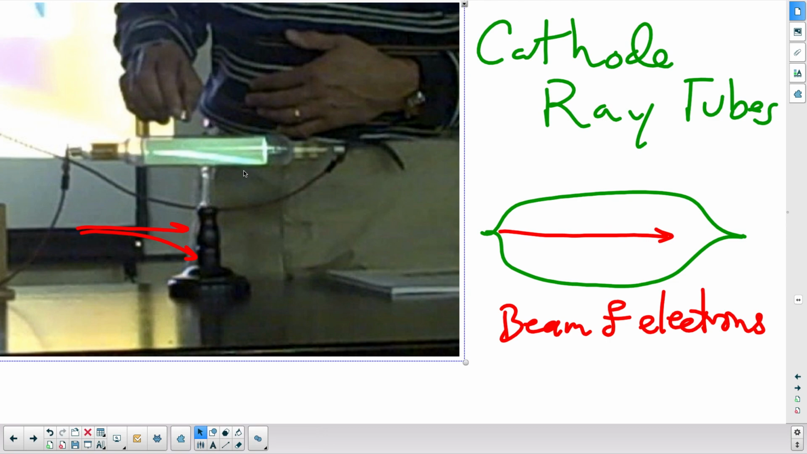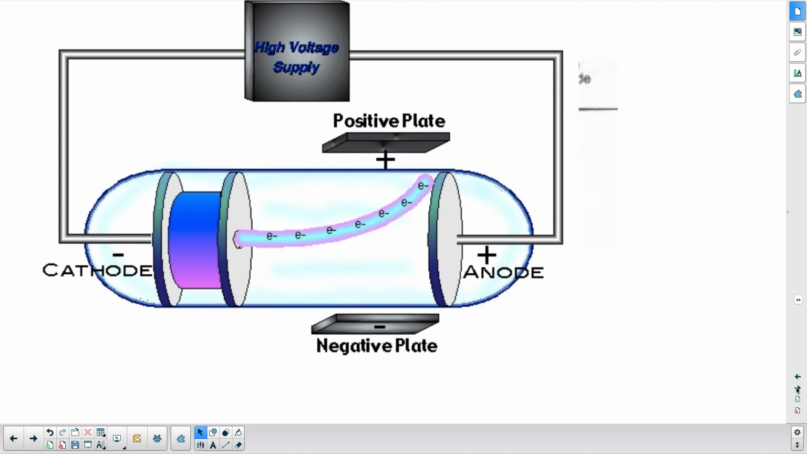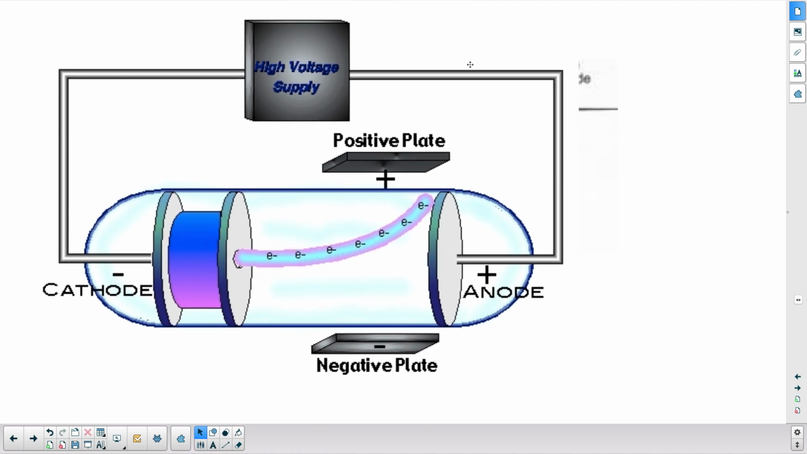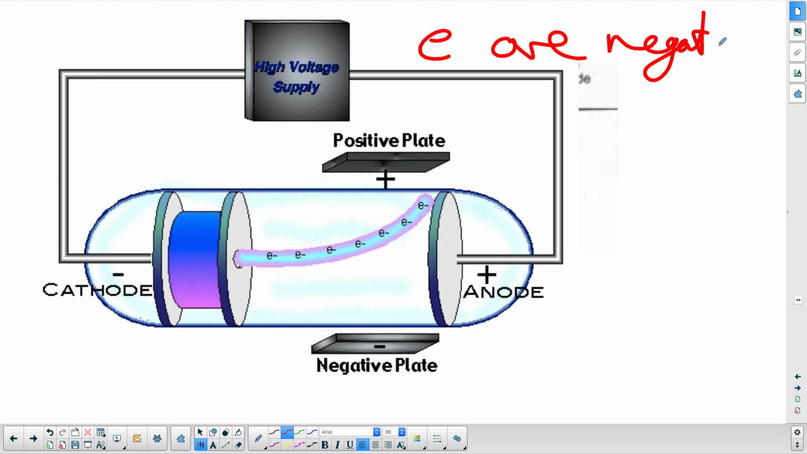Okay? In so doing, they can see that this beam gets bent up towards the positive and away from the negative. What does that tell you about the charge on electrons if they're attracted to a positive and repelled from a negative? They're negative. And that is the first important improvement on Ben Franklin. By bending electrons in a cathode ray tube, we prove that electrons are negative, indeed. Electrons are negative.